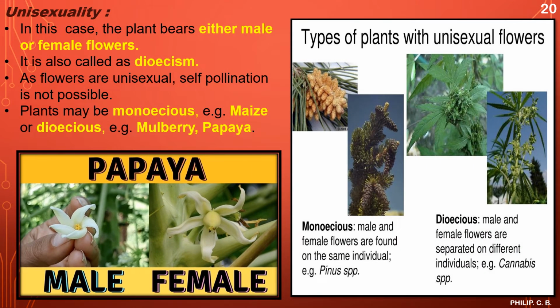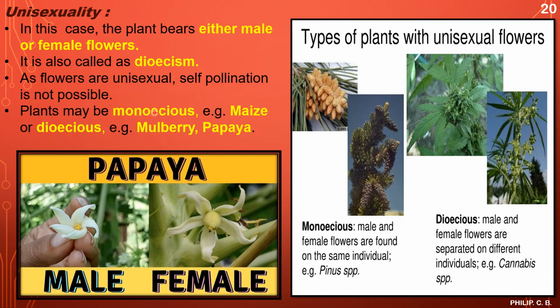That is unisexuality. In case the plant bears either male or female flowers, it is called what? Dioecious, where both the flowers are present separately. As flowers are unisexual, self-pollination is not possible. So if it is unisexual, self-pollination is not possible.